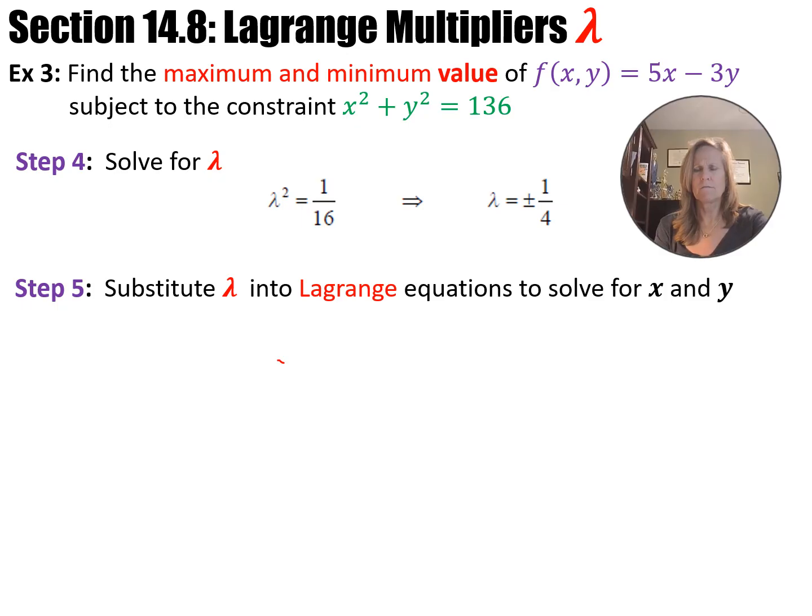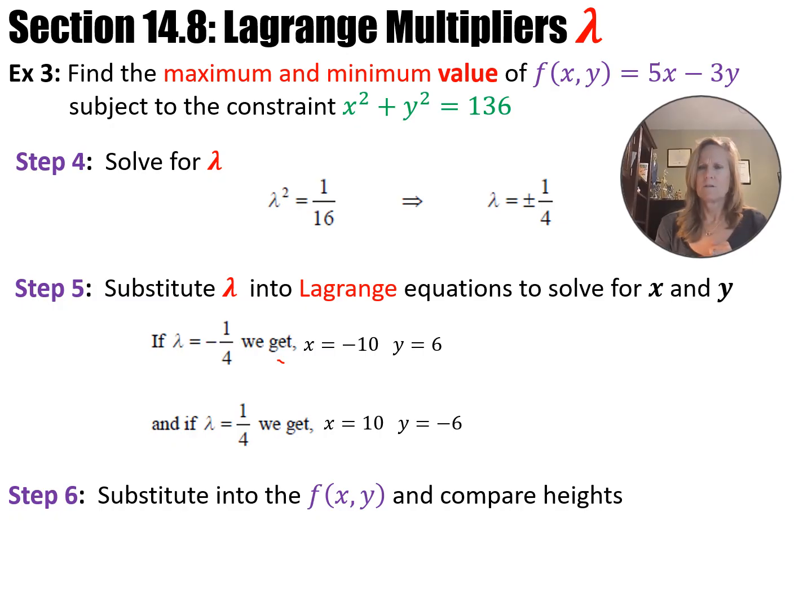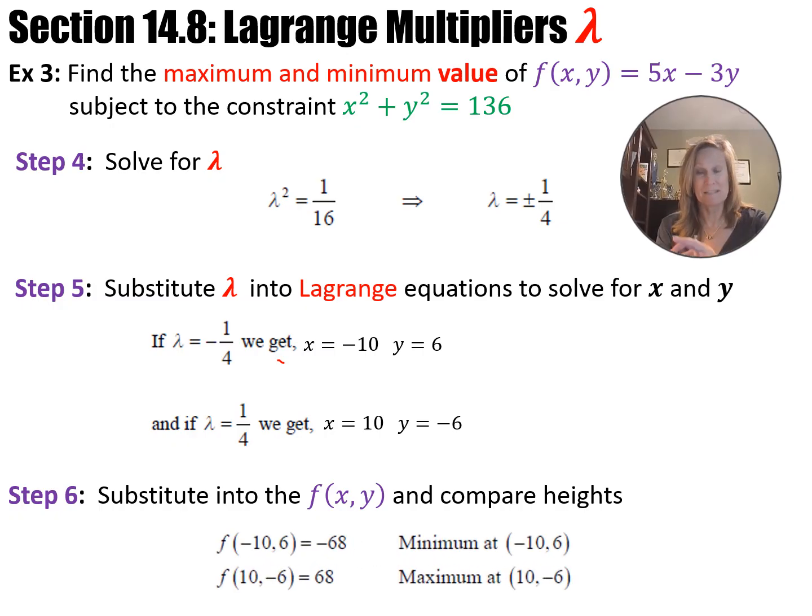Then I substituted the lambda into the equations that have the multiplier, and I got negative 10, 6, and 10, negative 6, not done. Substitute in and compare heights. Since I only have two, one of them is going to be the max and one of them is going to be the min, right? So there we go. Minimum at the domain value negative 10, 6. Maximum at the domain value of 10, negative 6. Minimum value of negative 68. Maximum value of positive 68.